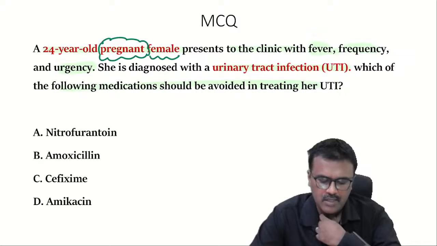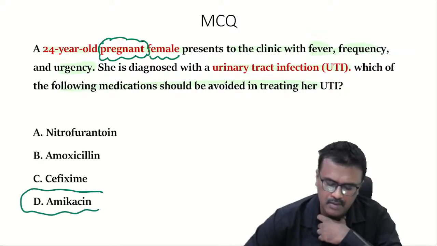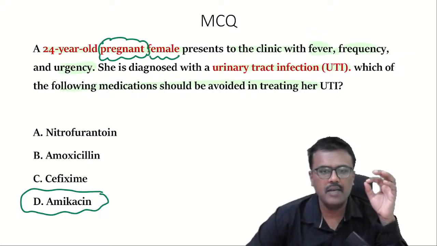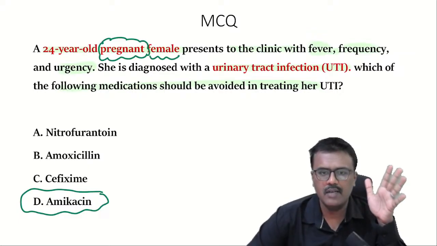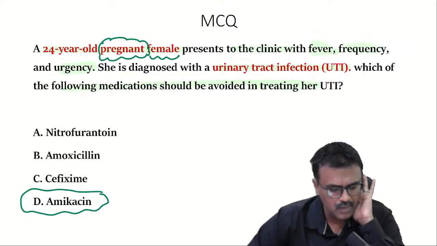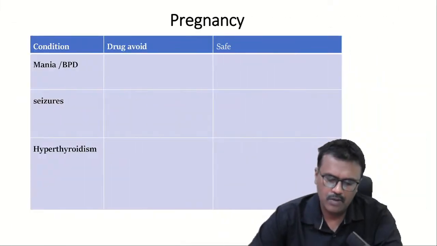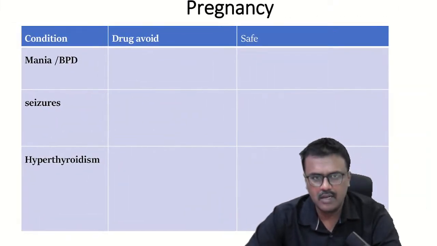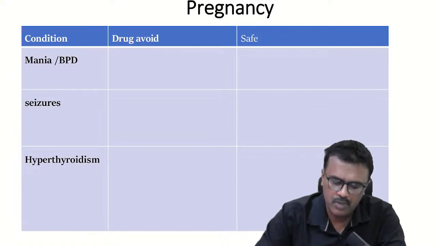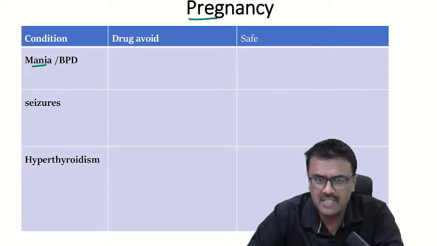So in pregnancy, what is not at all given is amikacin. Yesterday I told you amikacin belongs to aminoglycoside. They are known to produce ototoxicity in the newborn, that is fetus. So that's why I cannot give it. So now there are certain questions they come like this. Pregnant woman, conditions where you are giving a safer one.